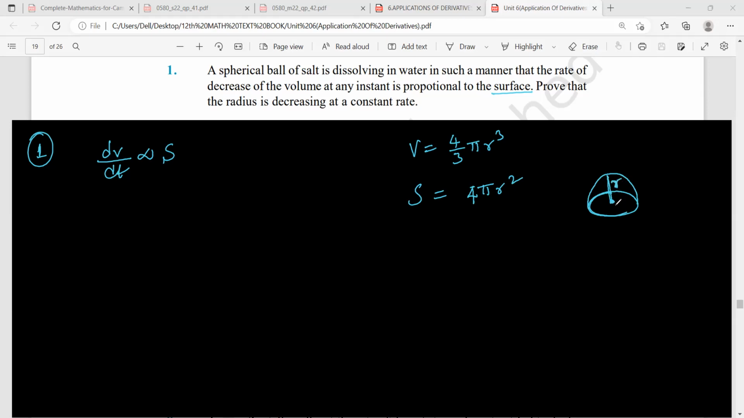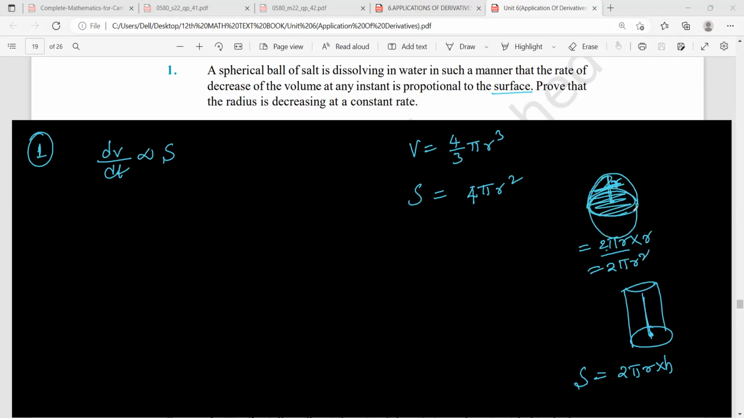Sorry. Actually, what is surface area? Surface area is the perimeter of the base, 2 pi r, into height, right? Perimeter of the base into height. Even for the cylinder, the perimeter of the base is 2 pi r. 2 pi r into height, 2 pi r h. Yes, sir, surface area is 2 pi r h. Here 2 pi r into r, 2 pi r square. But this is only the hemisphere part.